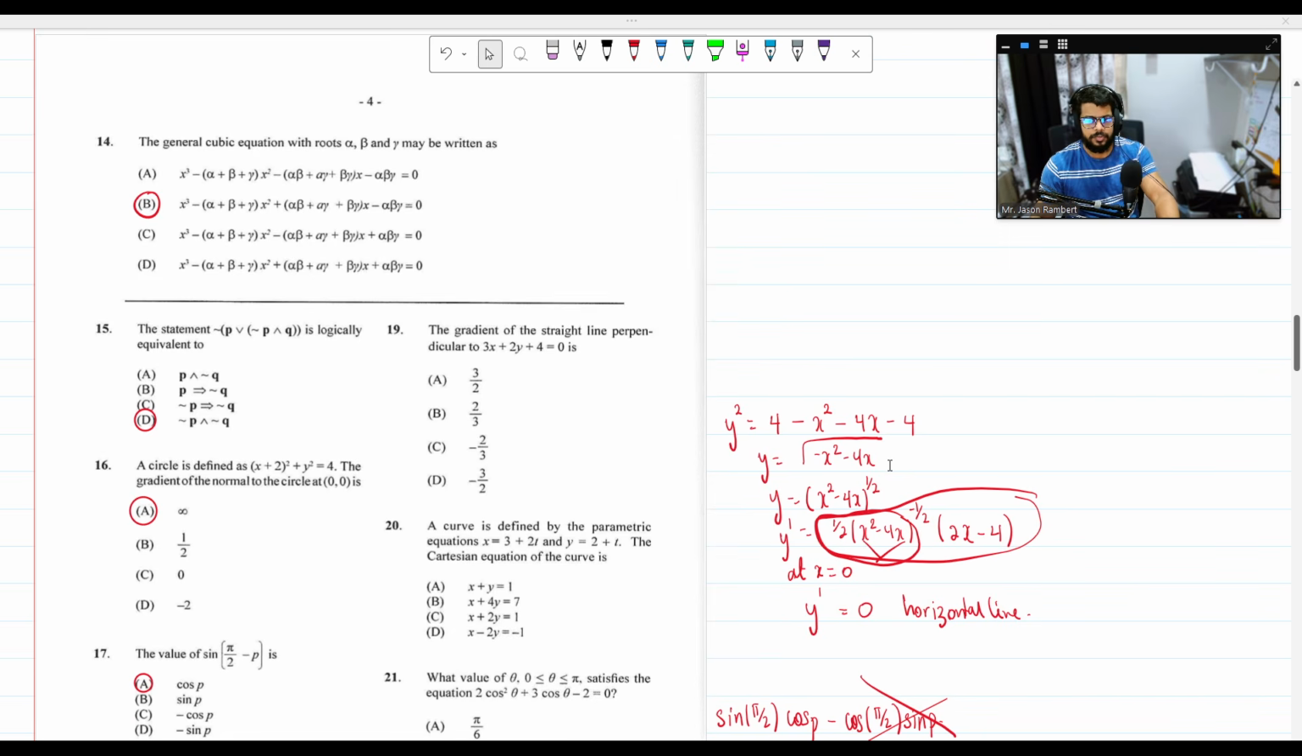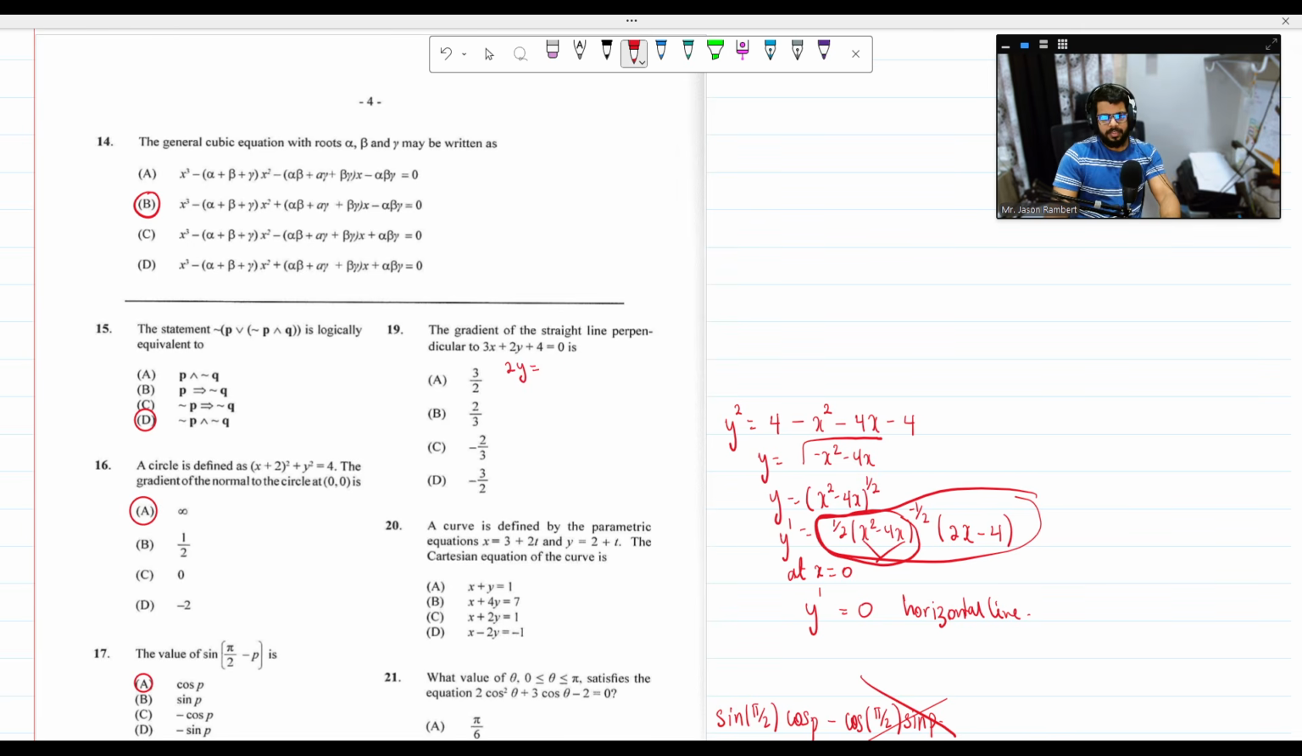The gradient of the straight line perpendicular. Perpendicular to 3x plus 2y plus 4.